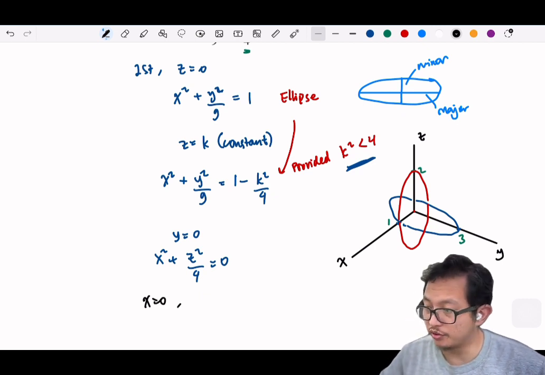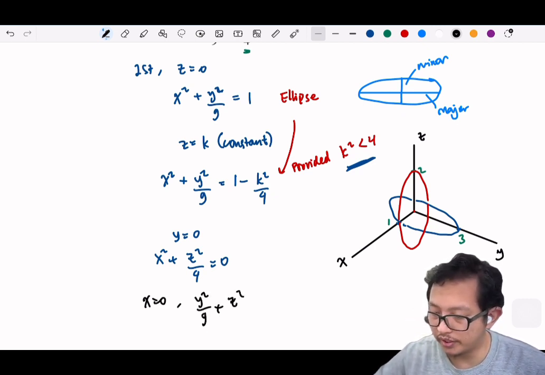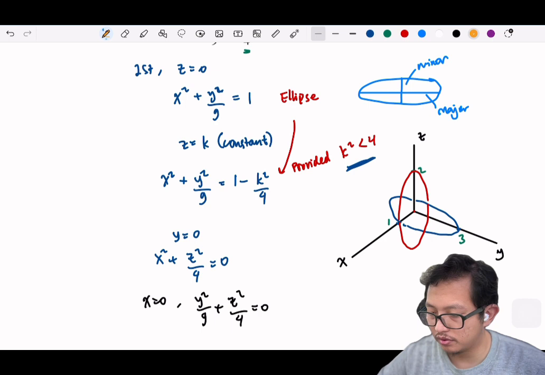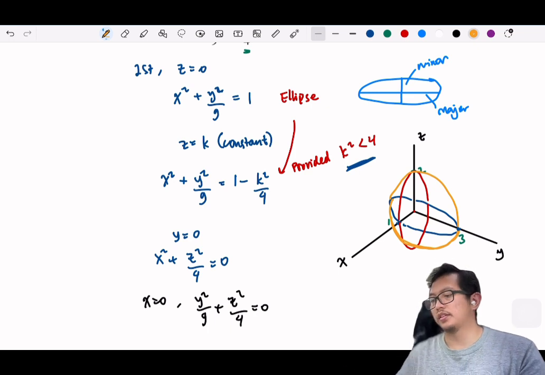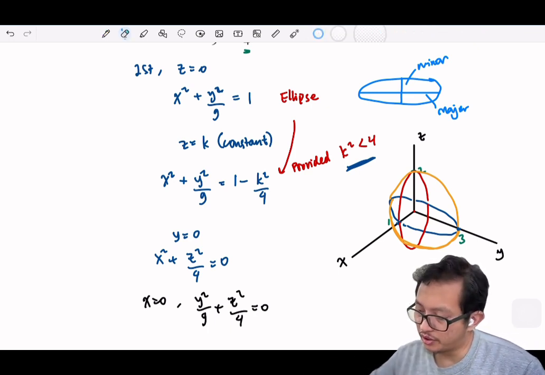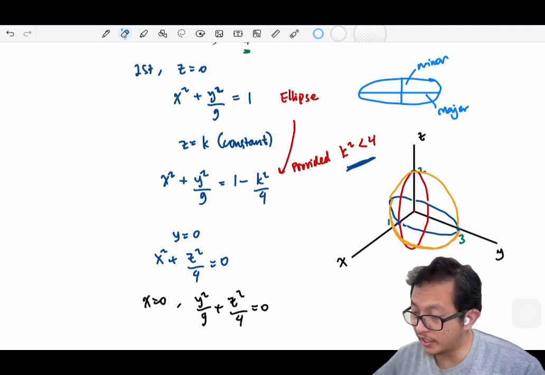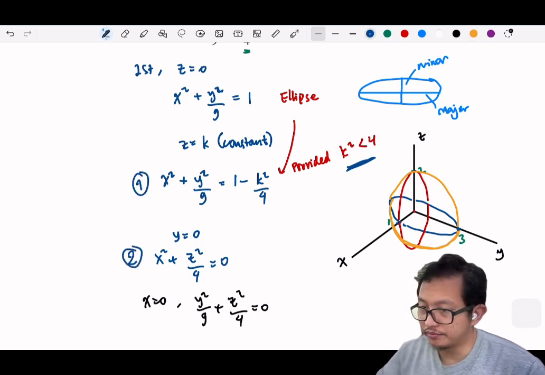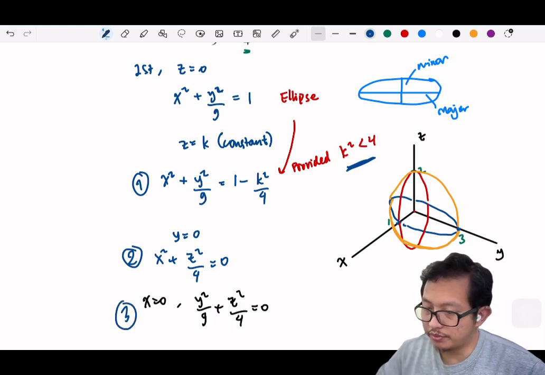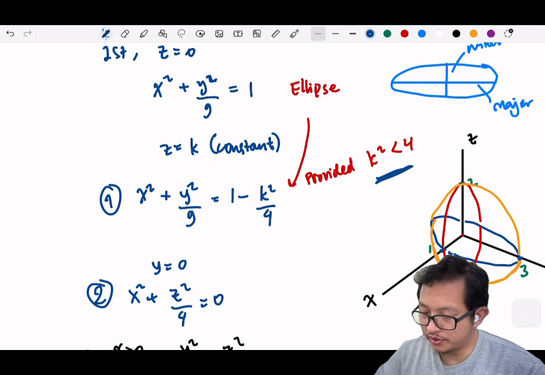Okay, and another ellipse that could be possible is when x is 0, which gives you 3 and 2. So we have that. Maybe it's not really good and proportional, but you can see that we have 3 ellipses, one for each case when x equals 0, y equals 0, and z equals 0. So we can have these three ellipses. This is the first ellipse, second ellipse, and the third ellipse.